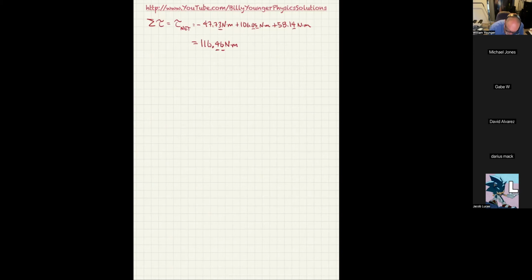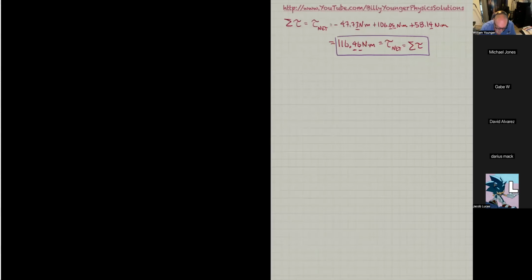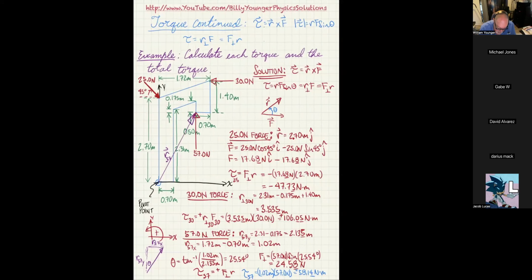So the torque net, which is also equal to the summation of the torques, that is the answer that we were seeking. I've actually calculated all the other torques because that was what the problem asked for. It says calculate each torque and the total torque. So I'm going to go ahead and write this as equal to torque 25. Circle that off. Actually, I don't like that circle very much at all. I'll box it off this way.